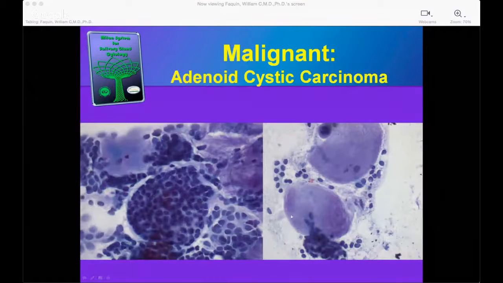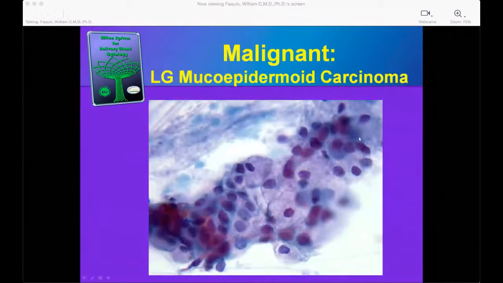Here are two images of an adenoid cystic carcinoma, again of the cribriform subtype, which is the type that we most readily would be able to diagnose on FNA. And in the appropriate clinical scenario with an FNA that looks like this, plus or minus ancillary studies, you would be able to classify this as malignant adenoid cystic carcinoma.